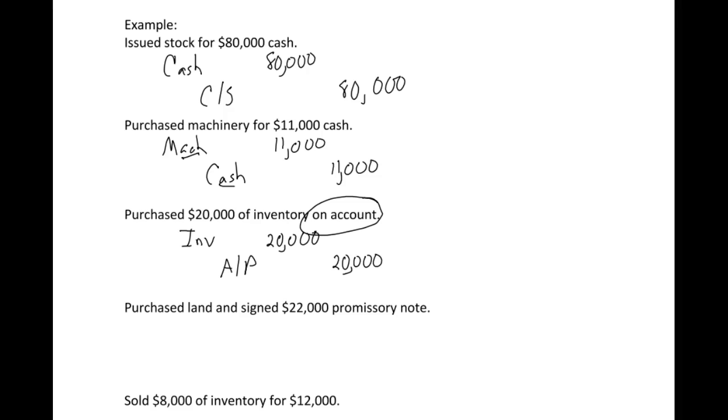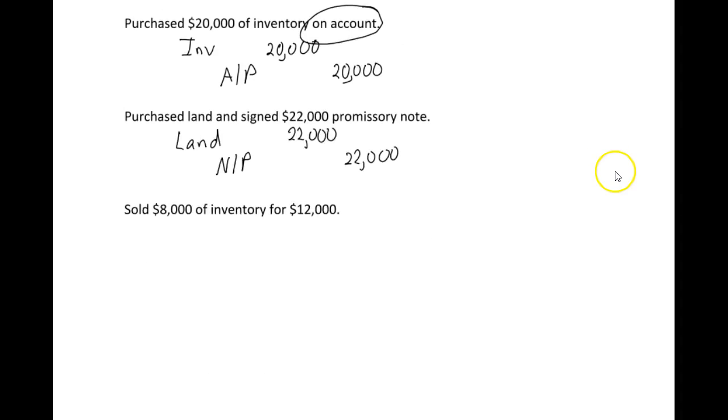All right. The next one, purchased land and signed a $22,000 promissory note. Land is an asset. We're going to debit land for $22,000. And we signed a note, meaning we didn't pay for it. A note just means we're going to pay for it later, and there'll probably be some interest that goes along with it. Note payable is a liability, which is a normal credit balance, so that increases it.